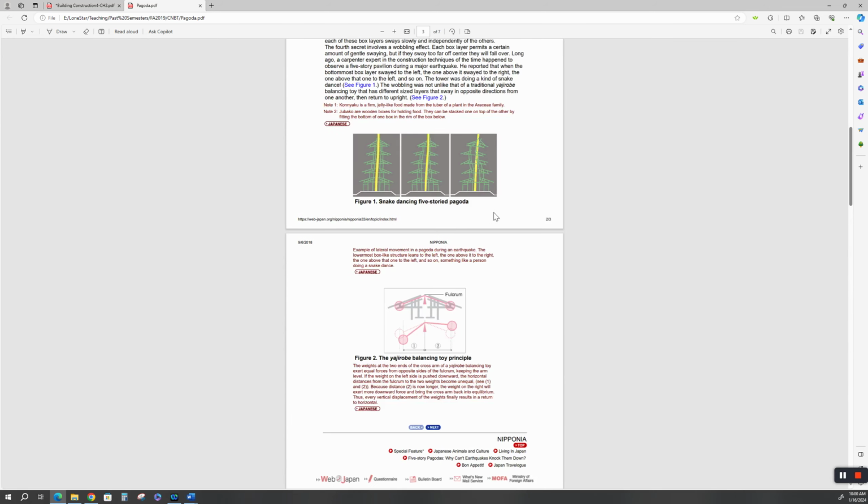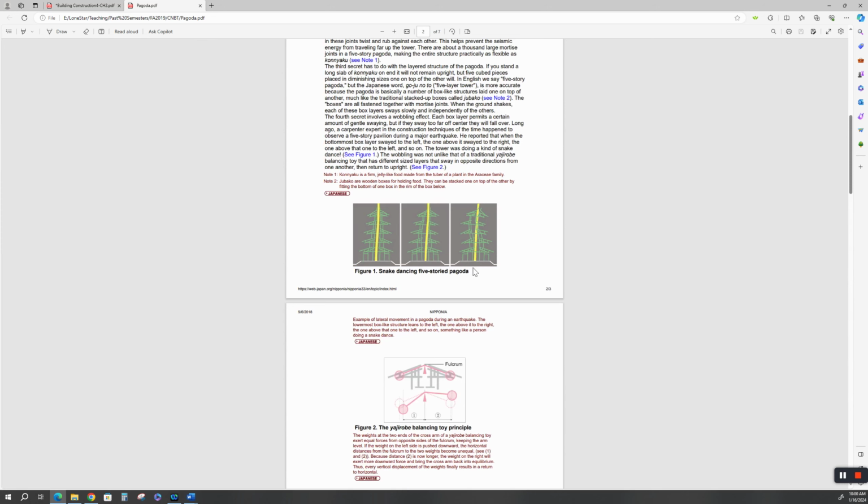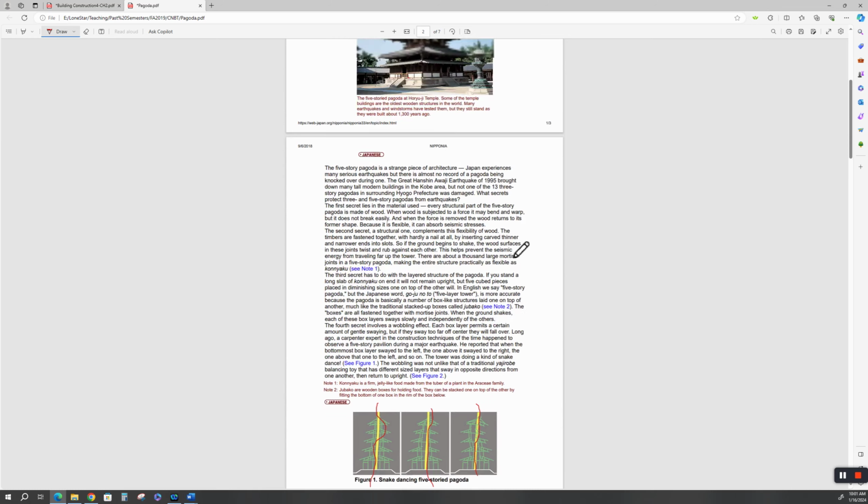Because basically what it does, just like I told you in a rigid high-rise building, it's got to resist this frequency coming up. It's got to survive the frequency, the vibration in the building that's generated by the earthquake. See this? And when the earthquake subsides, it's got to come back. So that's how the pagodas were designed years and years and years ago.